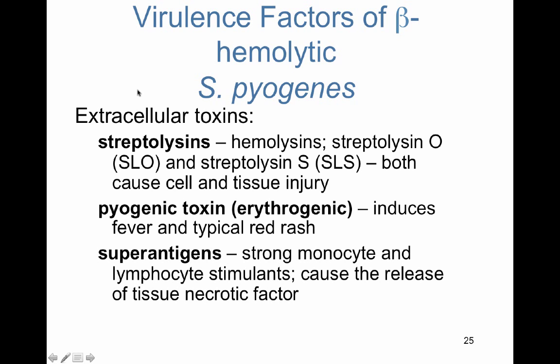So along with the cell wall antigens, we have a list of toxins. So streptolysins, SLO and SLS, both can cause cell and tissue injury. Also pyogenic toxin, also known as erythrogenic toxin, which will induce fever and a red rash. And then possibly superantigens, which will cause the release of TNF-alpha, or tumor necrosis factor. And this is produced in response to an increase in inflammation. So this is similar to a cytokine or an inflammatory molecule that is produced during the course of an infection.